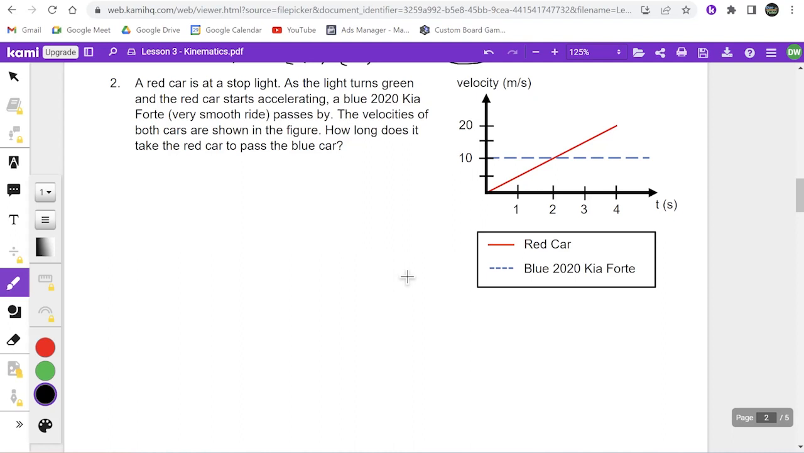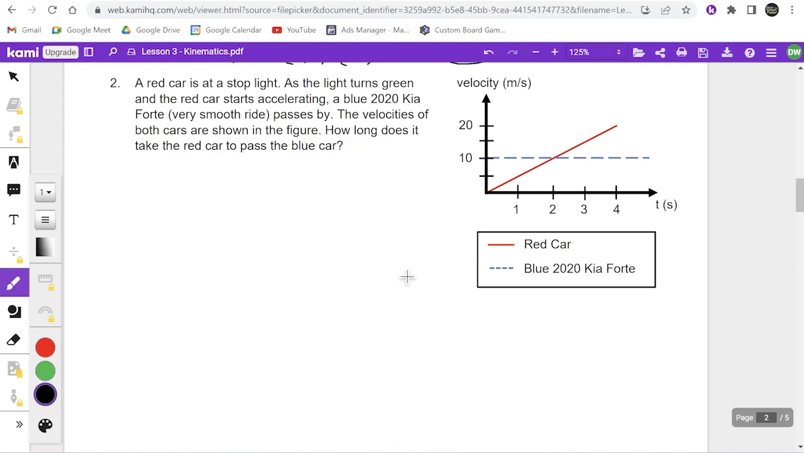So you can picture this in your head. Just imagine you're at a stoplight, okay? There's a red car, they're stopped. The light turns green and the blue car speeds by because it didn't have to slow down. The red car now has to play catch up, but since the red car has a higher acceleration, eventually it's going to pass the blue car. That's what's going on here.